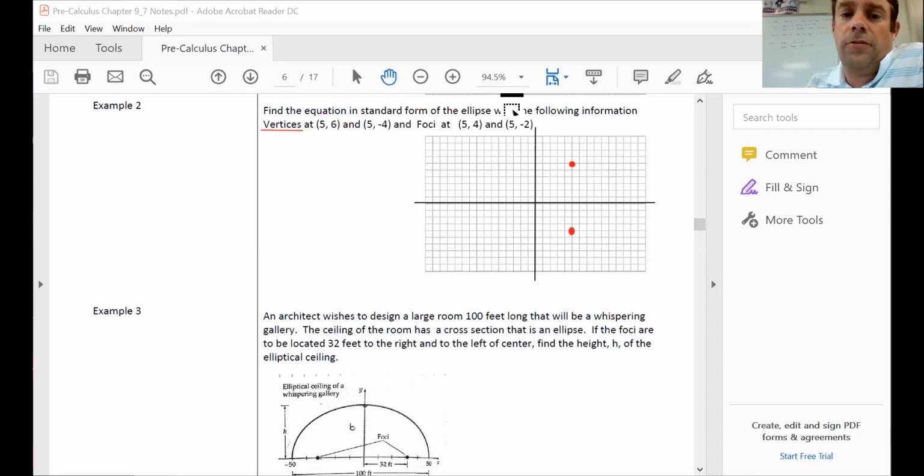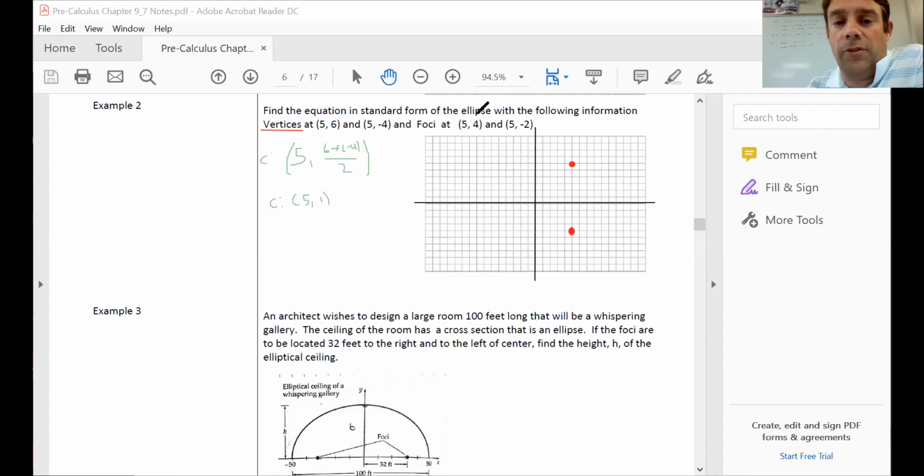Now, to try to figure out where my center is, I know my center has to be halfway between those 2 points. So in order to figure out where that center is, essentially I'm just going to find the average of them. Well, 5 and 5, I know the average of that. That's 5. So the center then has got to be at 5, but the y values, I need to find the average of that too. So I'm going to average those together. So 6 plus negative 4, and I'm going to divide it by 2. So my center then is going to be at 5, 1.